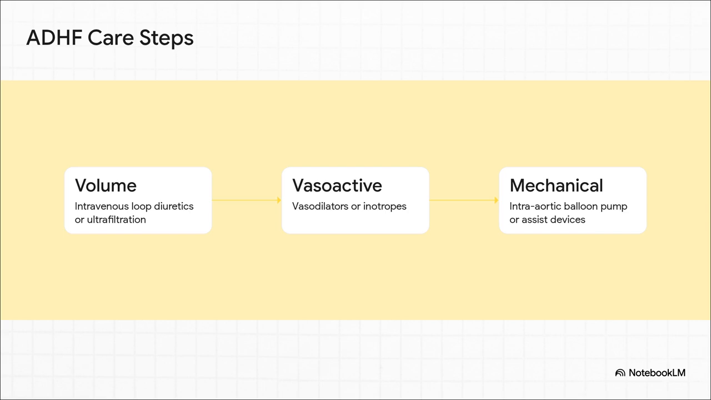If that's not enough, we move to Step 2, vasoactive therapy. We use vasodilators like nitroglycerin to rapidly relieve pulmonary congestion, or if their output is dangerously low, we use inotropes like dobutamine to force the heart to pump harder. And Step 3, our ultimate fallback for refractory cardiogenic shock, is mechanical support, relying on hardware like an intra-aortic balloon pump or ventricular assist devices just to keep the blood flowing.